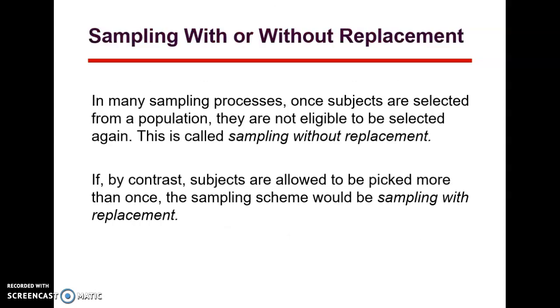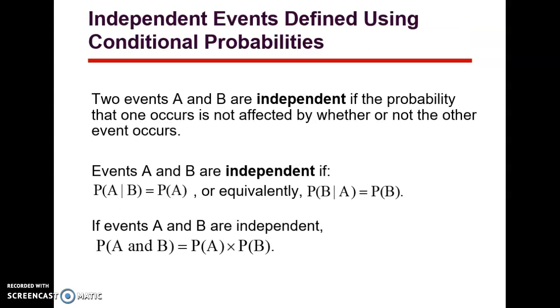So sampling with and without replacement we went over earlier. And I think you're pretty clear on that, so I'm not going to spend any time on it. Independent events, well, they do happen, but not always. So if they're independent, we use this formula at the bottom. If they're not independent, we use the formula for conditional probability.